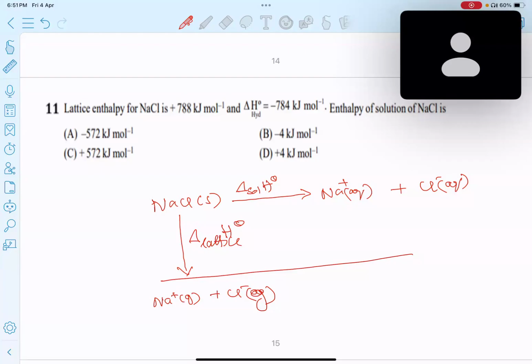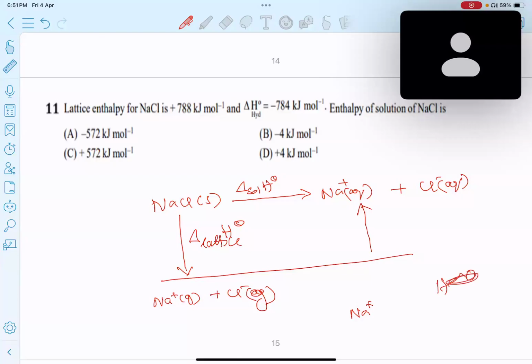It is the enthalpy change when 1 mole of an ionic compound is dissociated into its gaseous ions, or it can also be defined as the enthalpy change when 1 mole of an ionic compound is formed from its gaseous ions. So this is the first step. In the second step, when the gaseous ions are treated with water as solvent, they are surrounded by water molecules. For example, in NaCl, the positively charged ion is surrounded by water molecules.